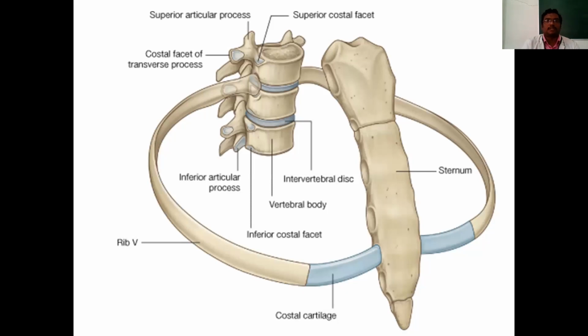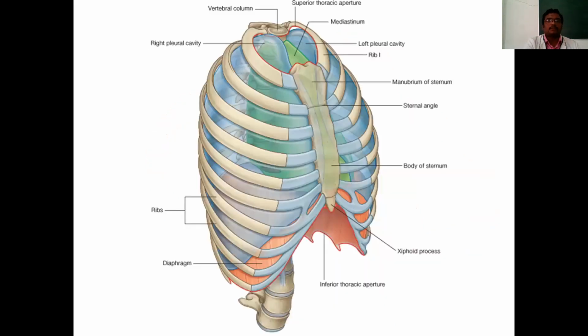These ribs are further classified into atypical and typical ribs, and the vertebrae are also classified into typical and atypical vertebrae. The ribs are connected to the sternum by costal cartilage, which is nothing but white fibrocartilage. So the boundary anteriorly is formed by the sternum, posteriorly by the vertebrae, and laterally by the ribs and costal cartilage.